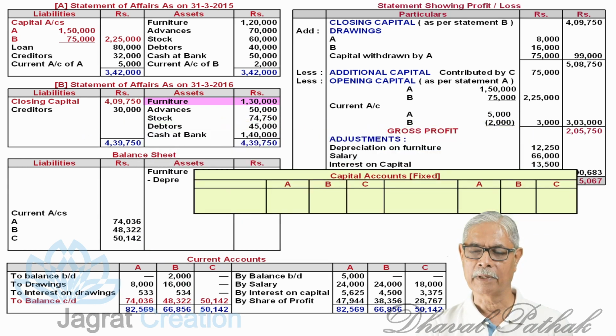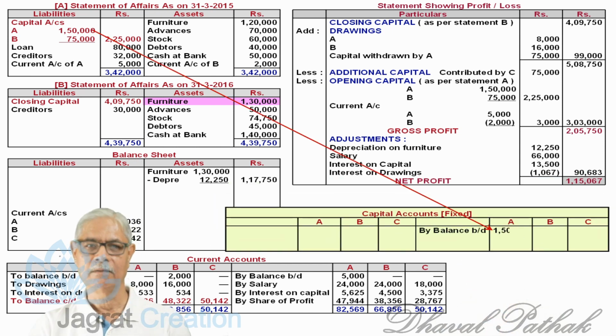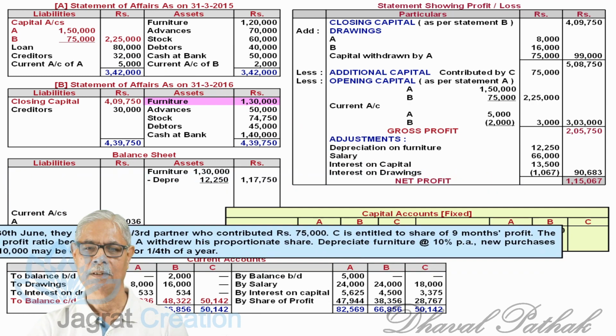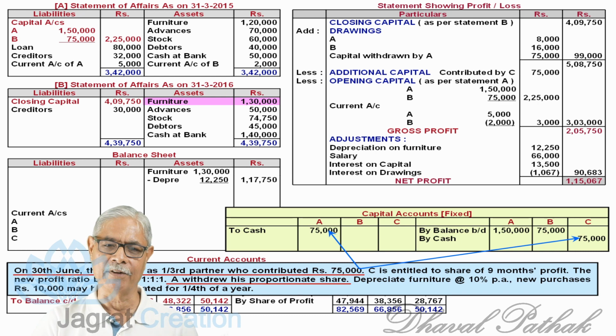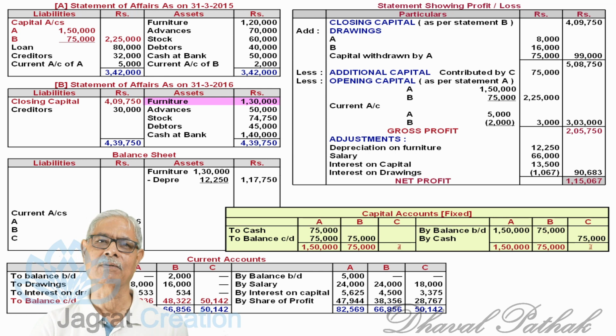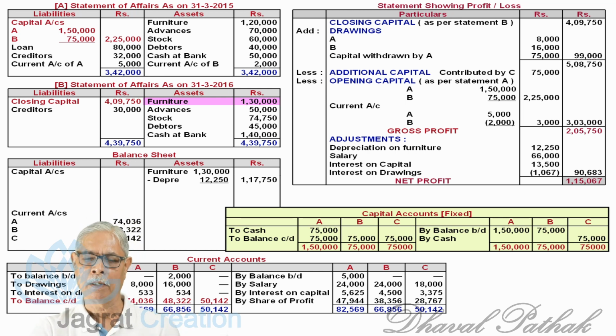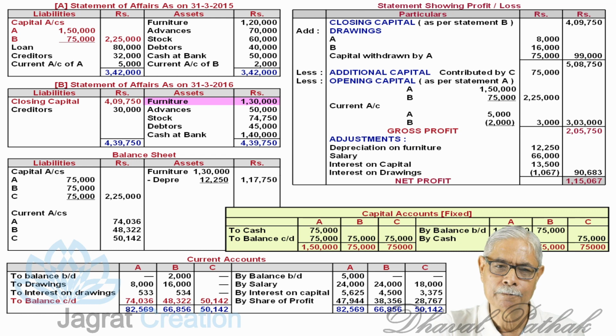I would like to write down the fixed capital in the balance sheet. For that, opening capital A 1,50,000, B 75,000. As you know, C brought 75,000 and A has withdrawn. So C's capital account is credited and the withdrawal by A is debited. Now you'll get a fixed capital equal for all the partners, that is 75,000, 75,000, 75,000 each. That fixed capital will go on the liability side of the balance sheet.